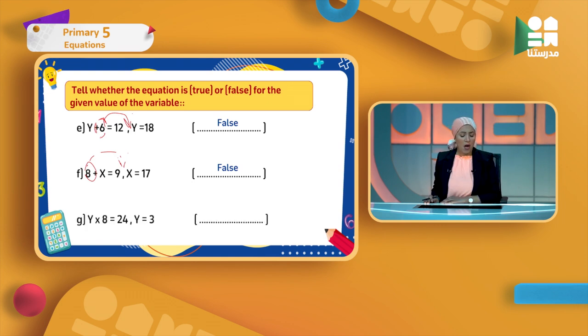G, y times 8 equals 24. أنا عندي هنا times 8 هنوديها الناحية التانية بالopposite sign اللي هي divided. So 24 هتبقى over 8 or divided by 8 it's equal to 3 وهو هنا قايل إن ال y equals to 3 so this statement is true.